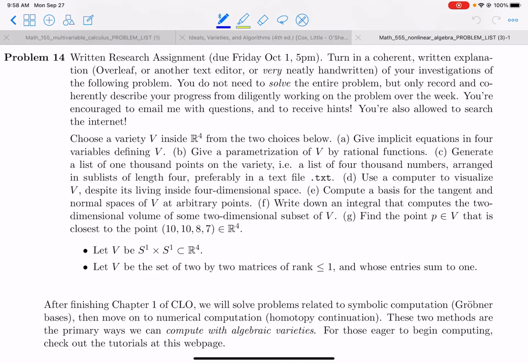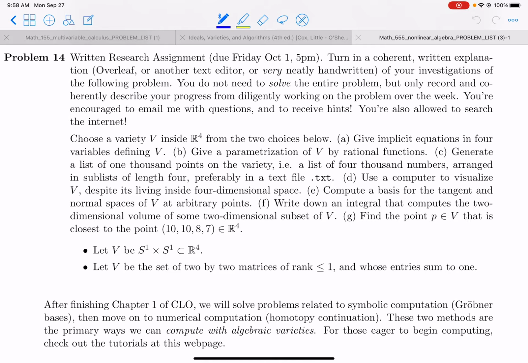Then you're going to write down an integral that computes the 2-dimensional volume. These are both 2-dimensional varieties living inside a 4-dimensional space. You're going to write down an integral that says its volume, at least on some subset of it. And don't choose a 0-dimensional subset and say it has volume 0. Choose a 2-dimensional subset, okay? It'll have non-zero volume. You don't have to actually compute that integral. You could numerically compute it, probably.